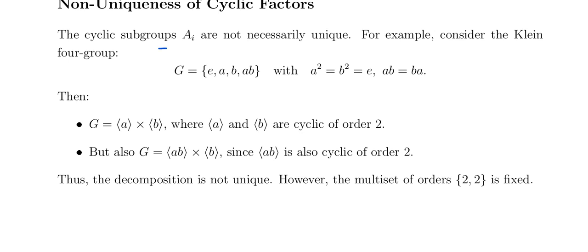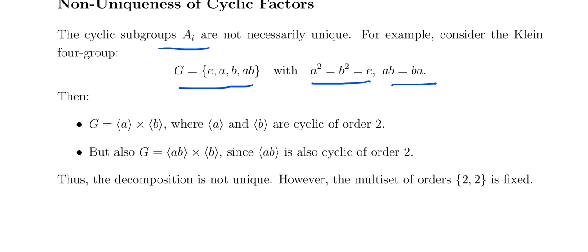And the cyclic subgroups Ai are not necessarily unique. That is, consider the Klein 4 group. The cyclic subgroups Ai are not necessarily unique. For example, consider the Klein 4 group G equals {e, a, b, ab} with the condition a squared equals b squared equals e, ab equals ba. Then G is the direct product of A and B, that is, generated by a and generated by b.